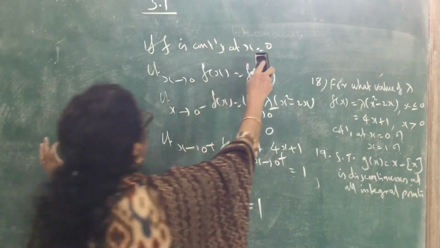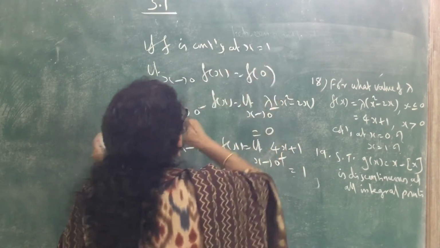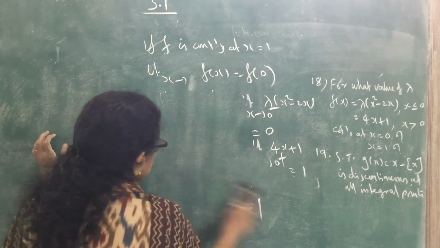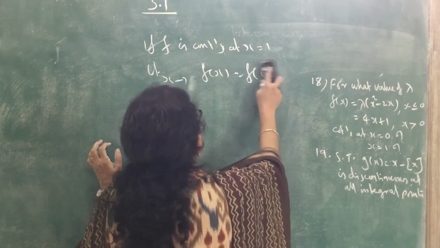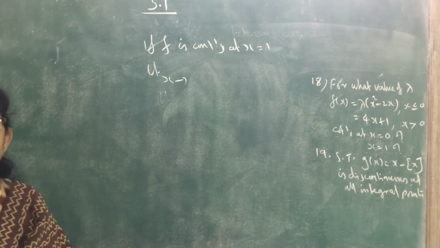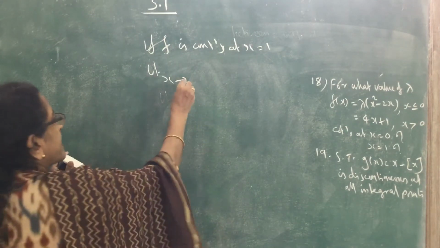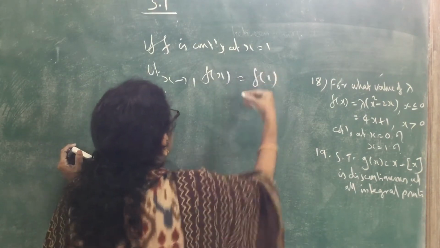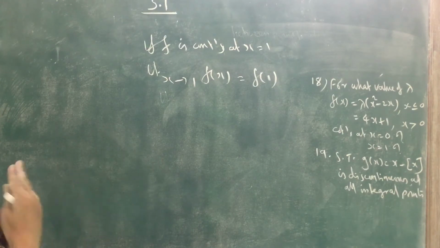So we have to consider x equal to 1. If f is continuous at x equal to 1, what will happen? We have to check for what value of lambda the function is continuous at x equal to 1. So limit x tends to 1, f of x we want to find, and f of 1. If this is equal to f of 1, we can say the function is continuous. So for which value of lambda they are equal, that is what we are going to find.